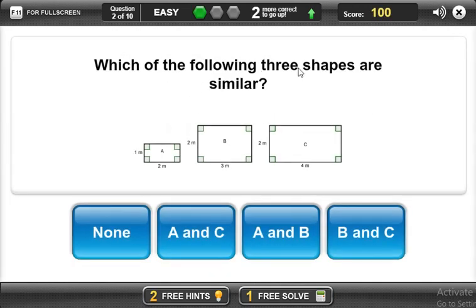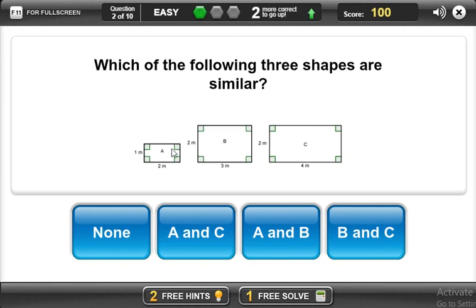Which of the following three shapes are similar? Of these three shapes, to be similar, we would have to multiply that side by 2 to get 2, and then this one by 2 to get 4. So it's got to be A and C.